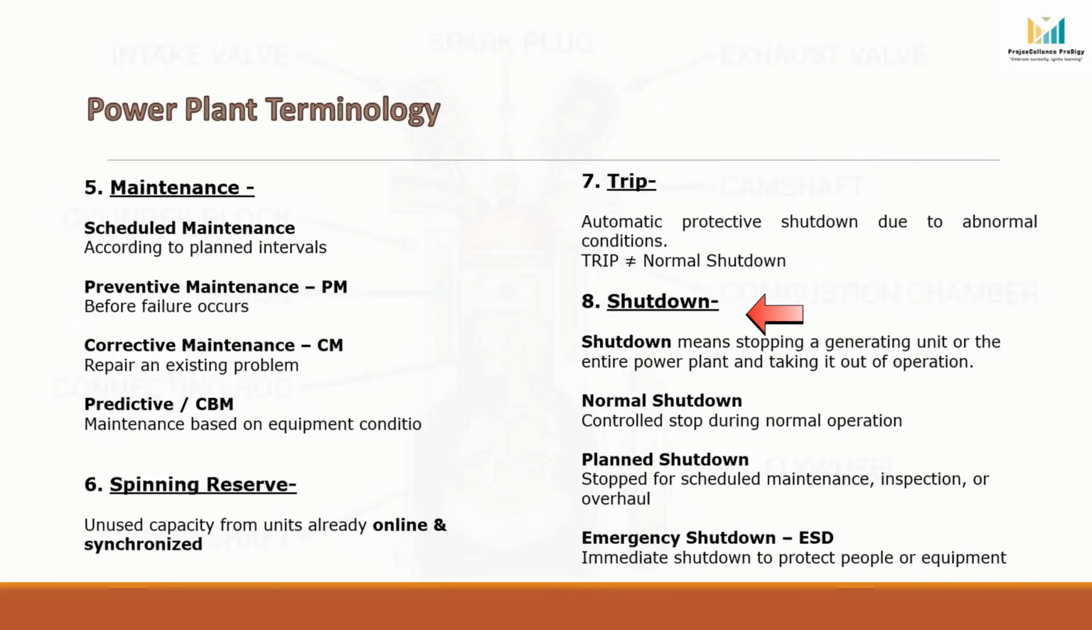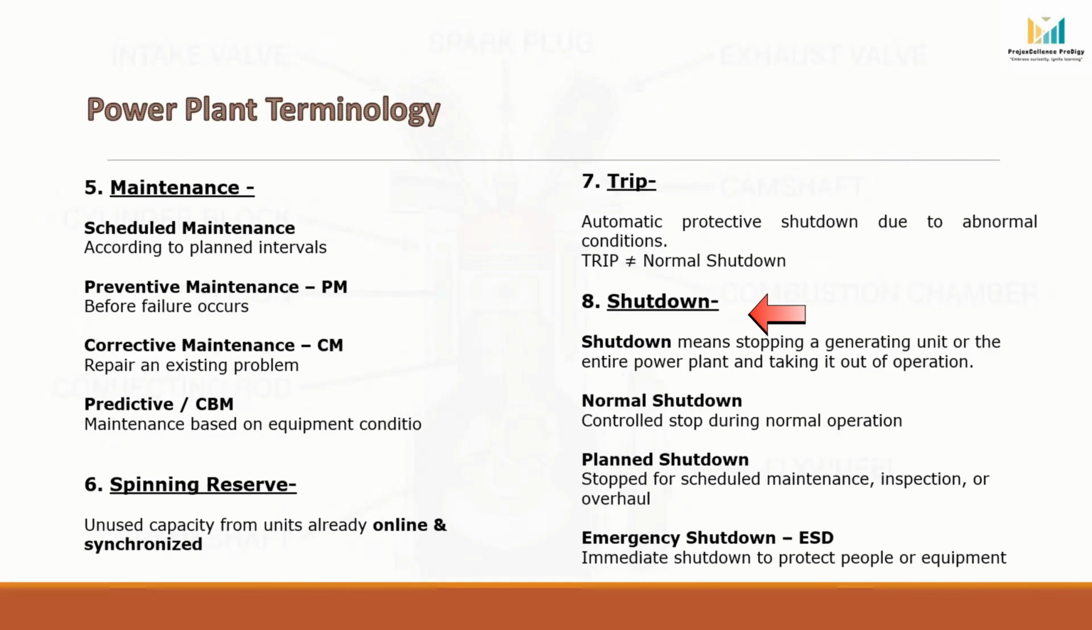Shutdown. Shutdown means intentionally stopping a generating unit, or sometimes the entire power plant, and taking it out of operation. In an engine-based power plant, shutdown can happen for different reasons. Let us understand the three common types. Normal shutdown. It is a controlled stop of a generating unit during normal operation.